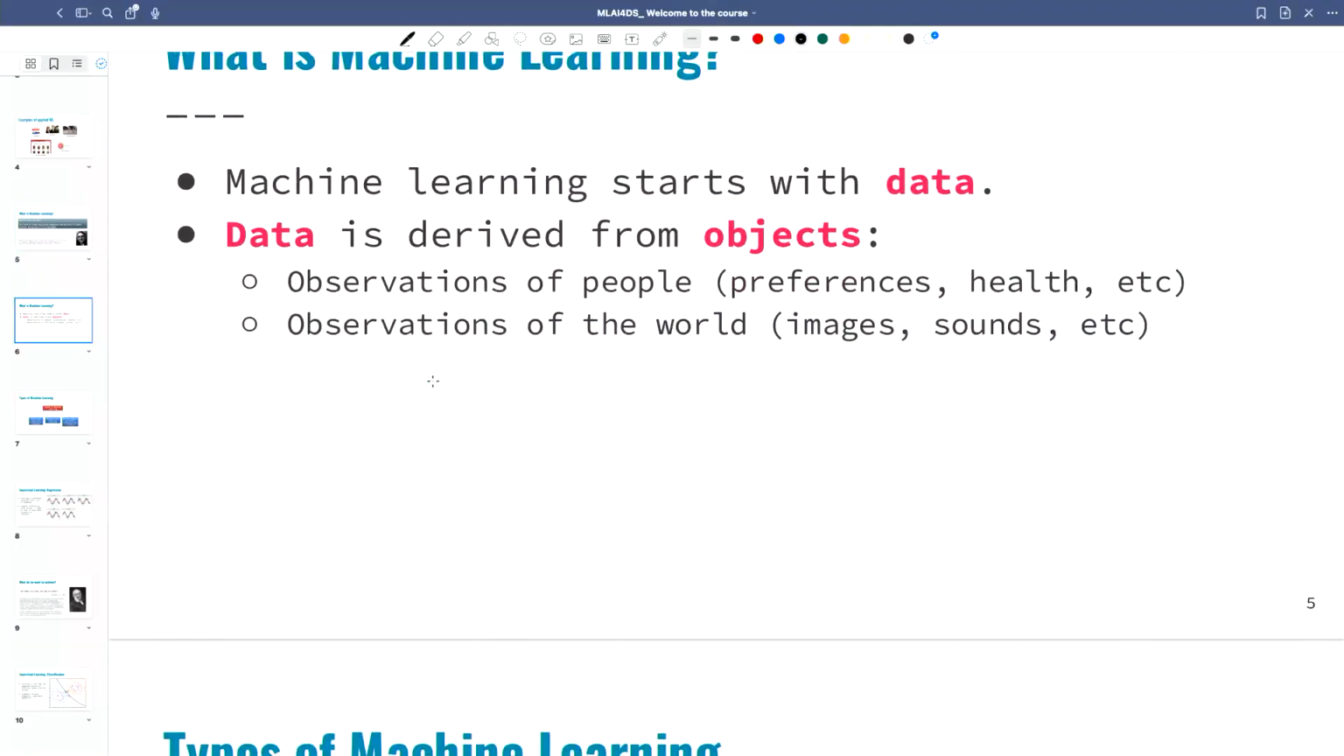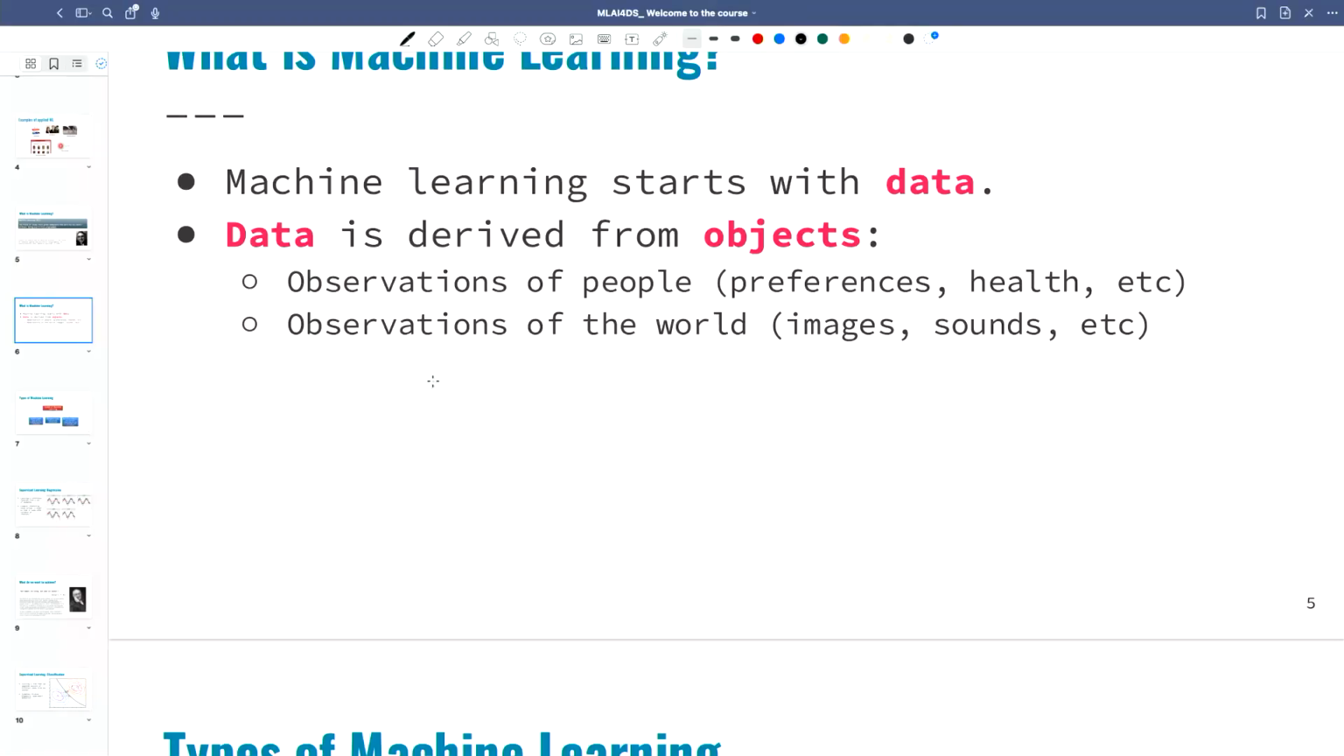As I said, machine learning starts with data. So we must have data or examples. And how is data derived? Well, initially we don't have data, right? So we have objects, and these objects could be people or other things in the world. We want to derive some data from these objects, and therefore make our examples or our data to start with. In the case of people, for example, I'm talking about their health records.